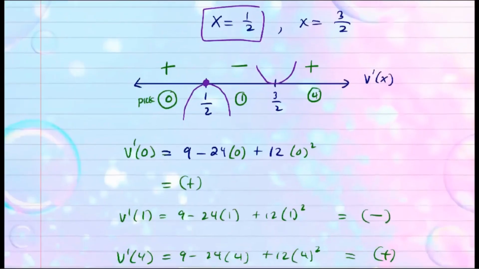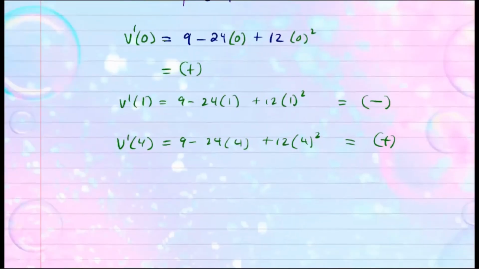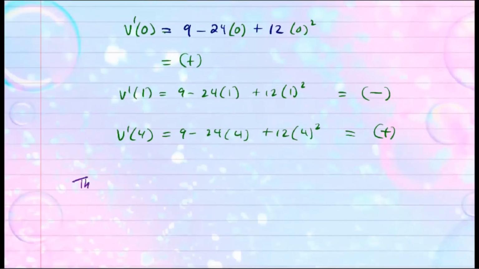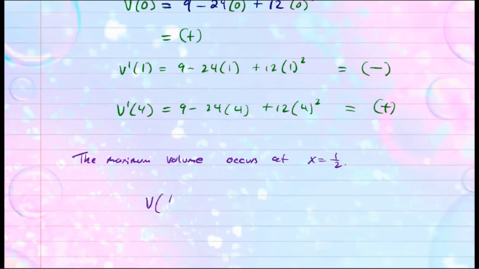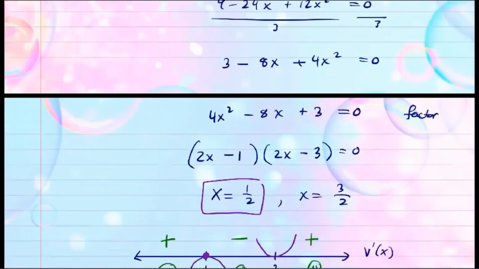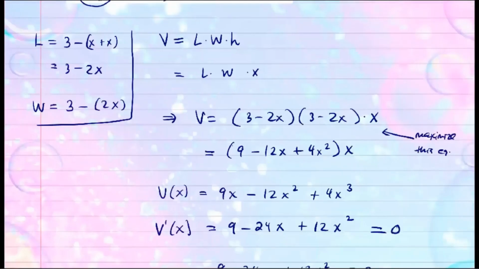So what's the maximum volume then? Well, we can now plug this into our volume function. So the maximum volume occurs at x equals 1/2, which means the volume at 1/2, we simply plug this into our volume function. Our volume function is right here.